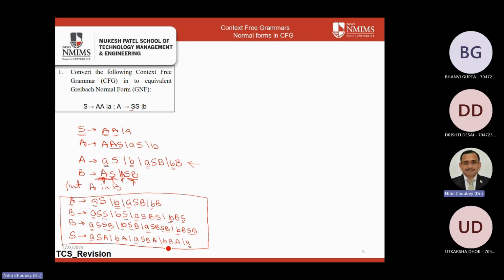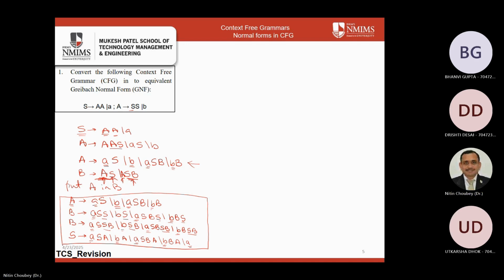What we did, we have seen the methods here for conversion into GNF, wherein in the first case, the solution was obtained simply by substitution. Whereas in the second case, we had left recursion available with us. So we solved the left recursion and then we substituted the values. So these are basically the ways to convert the given context-free grammars into equivalent Chomsky normal form and Greibach normal form.